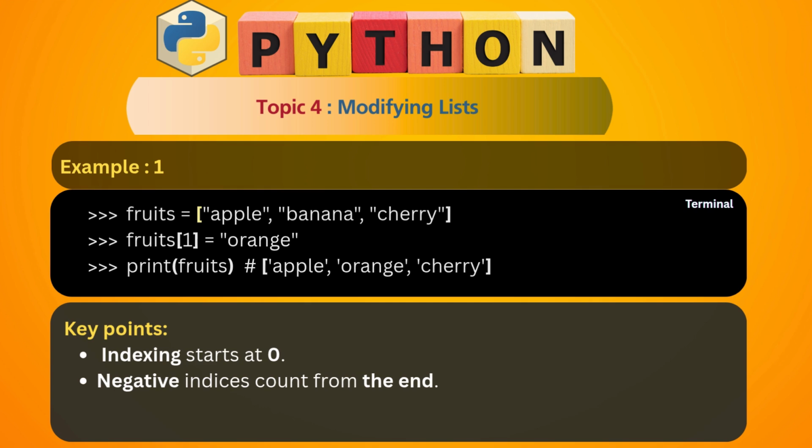Okay, how to modify the list? Fruits index 1 equal to orange. At index 1, banana will be replaced by orange. This example shows banana is replaced by orange.